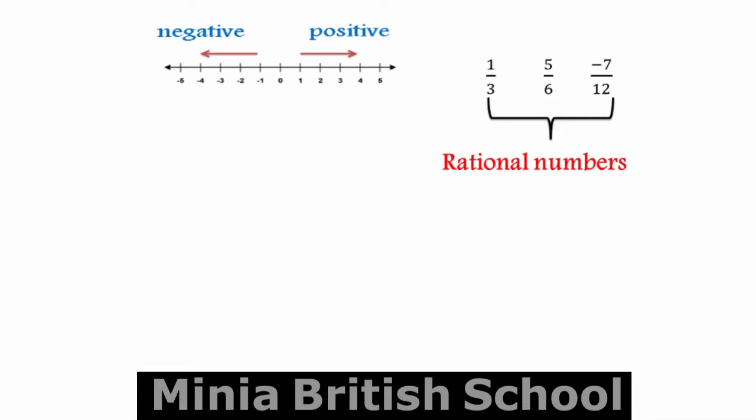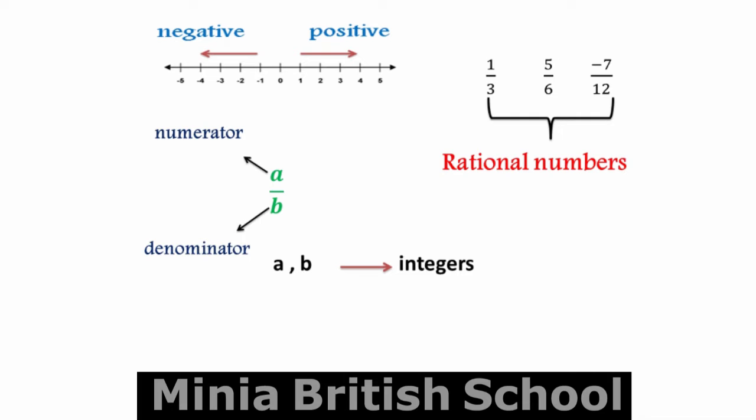We need to define them well. We can see a rational number. We can write it in the form a over p, one number in the numerator and one in the denominator. You have two conditions. First one, a and p should be integers. Second one, p should not be equal to 0.